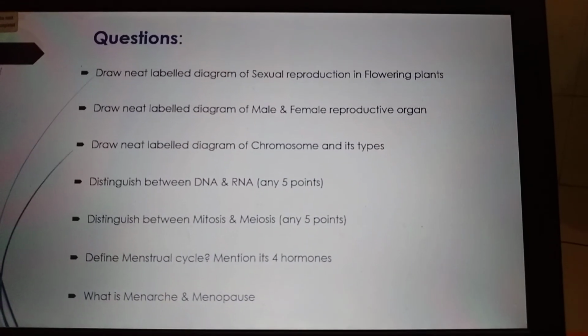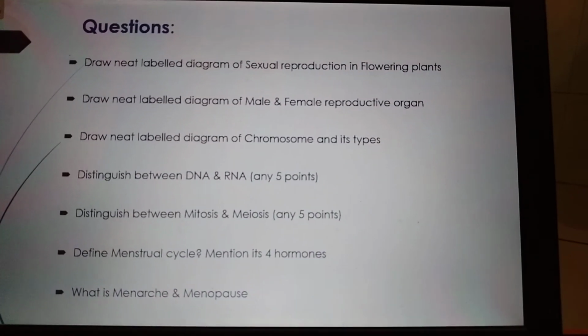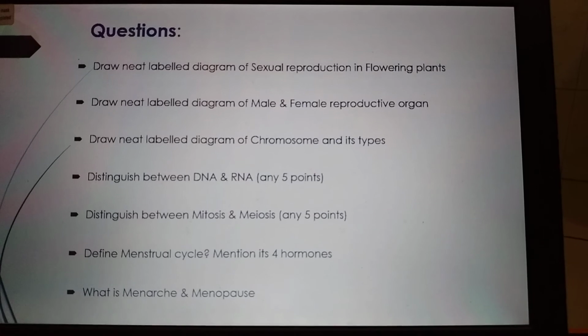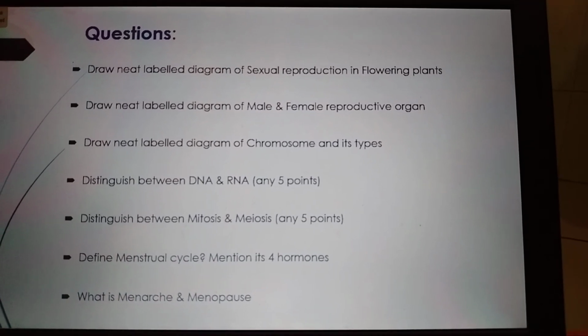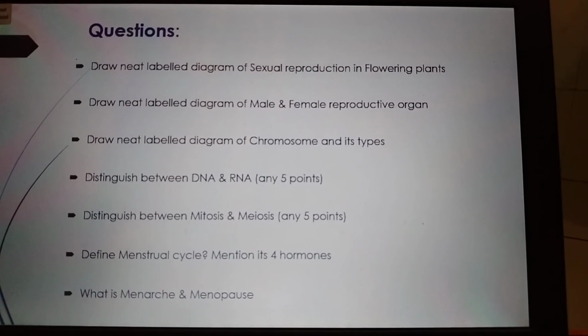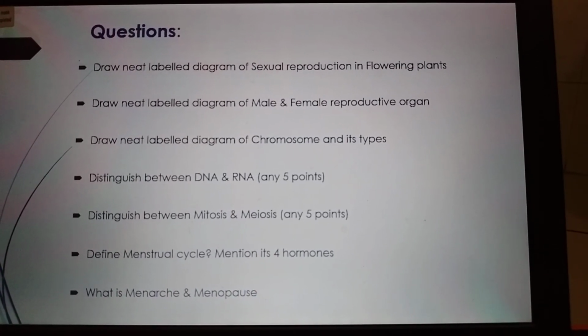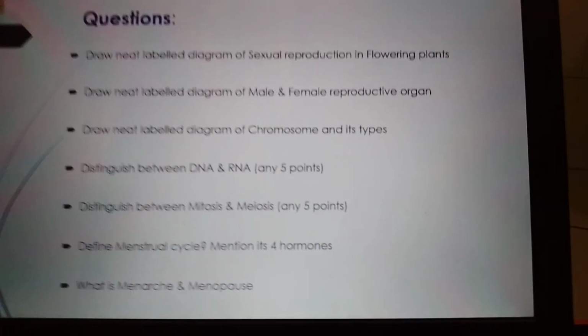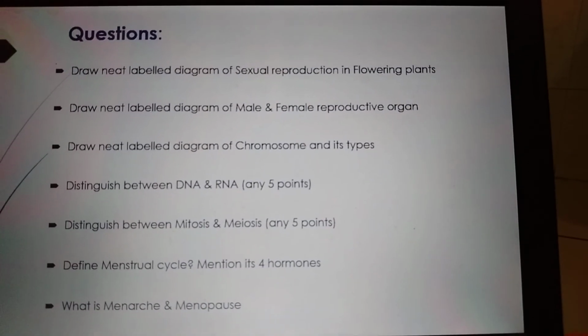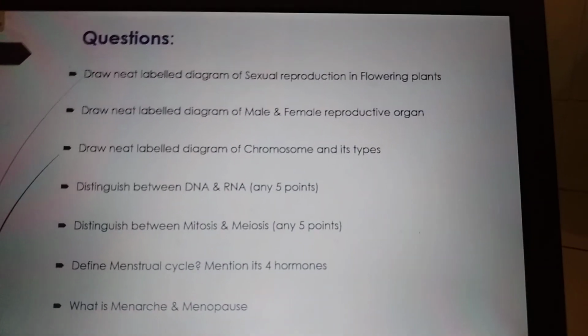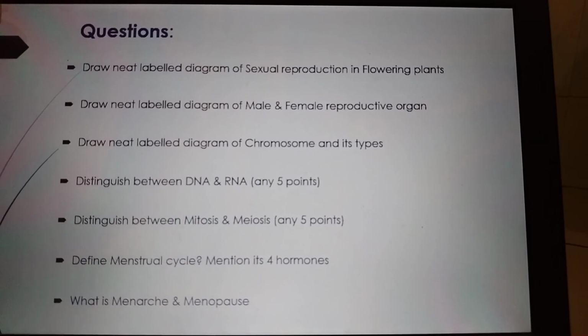So the questions are as follows: draw a neat labelled diagram for sexual reproduction in flowering plants, then draw a neat labelled diagram for the male and female reproductive organs, and a neat labelled diagram of a chromosome and its types. So very easy questions. Then distinguish between DNA and RNA. I have mentioned, you can write any 5 to 6 points, but don't consider the example as a point. Then distinguish between mitosis and meiosis.